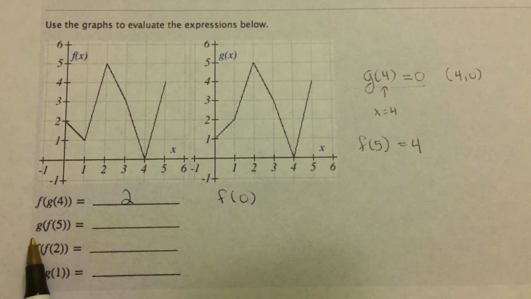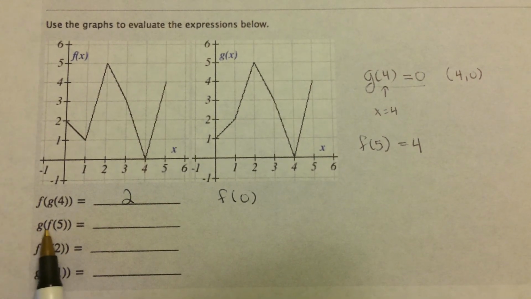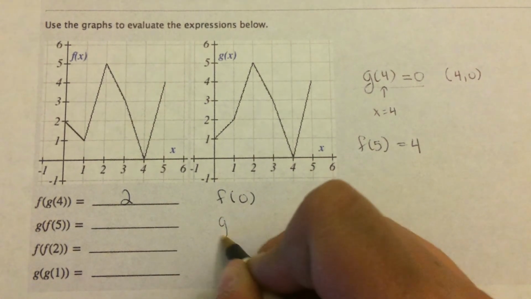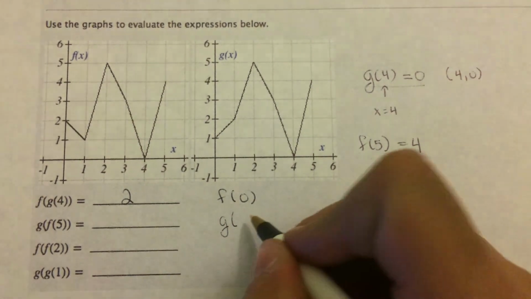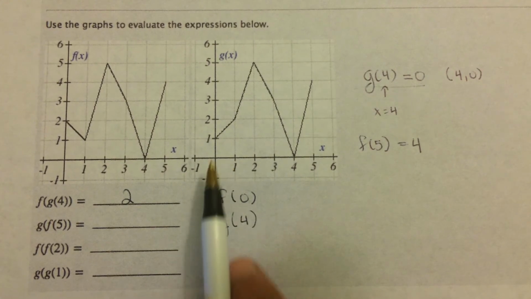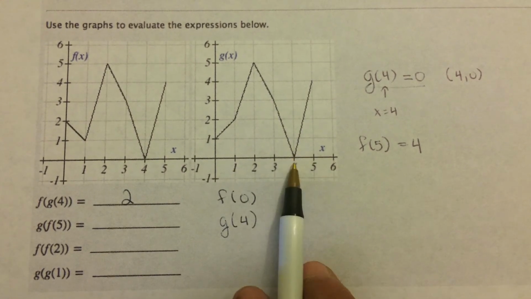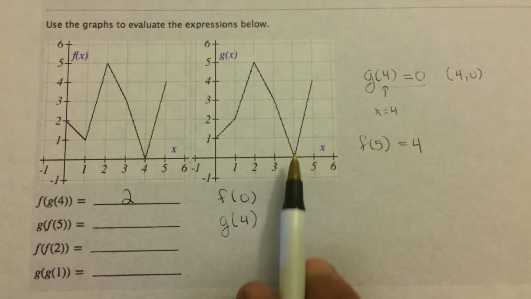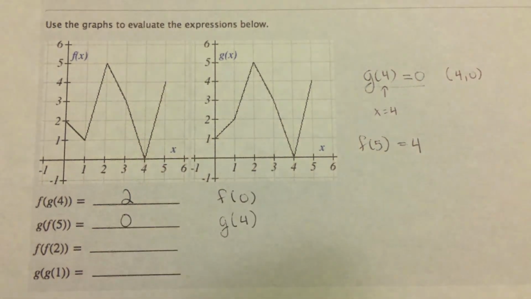Now we're going to plug that into g, because they want to know g of f of 5. So they really want to know g of 4, because f of 5 equals 4. So now I'm going to go to this graph, and we happen to know we already did this. g of 4 is 0, because when x equals 4, y equals 0.